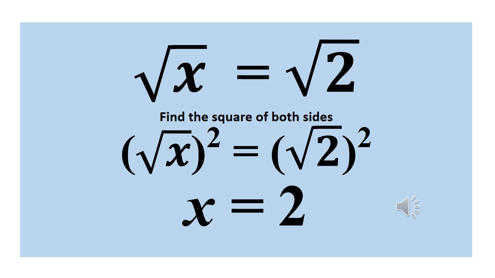It then follows that if square root of x equals square root of 2, we can find the square of both sides. Since we have a square root there, the inverse of square root is square. So we can use square to eliminate square root, and we can use square root to eliminate square. So we find the square of both sides in order to eliminate the square root. If we do that, we have square root of x squared equals square root of 2 squared. So the square cancels out the square root on both sides, and then we have x equals 2.